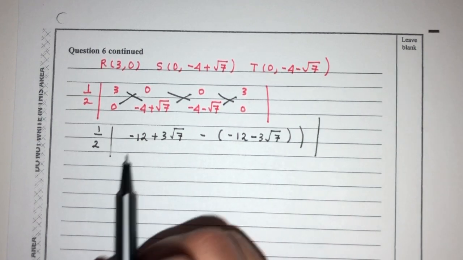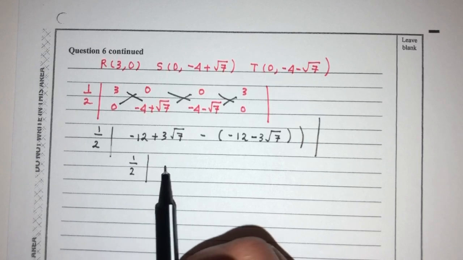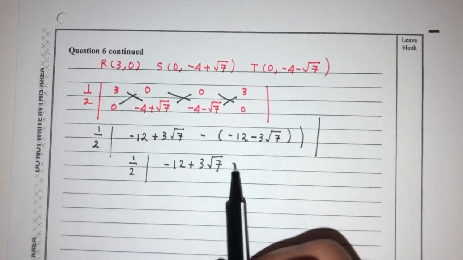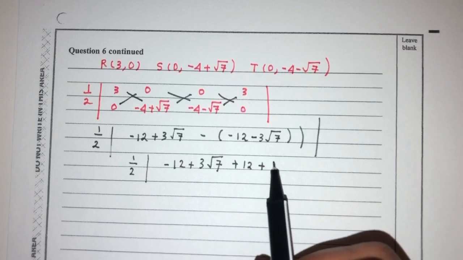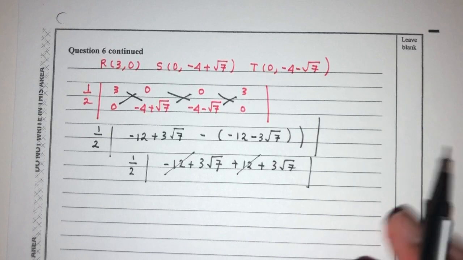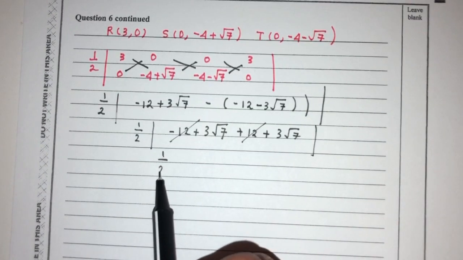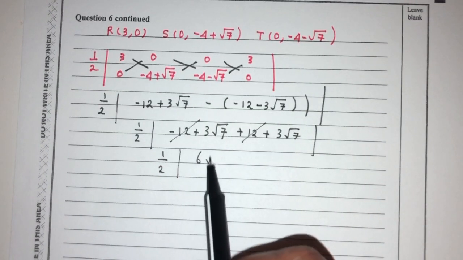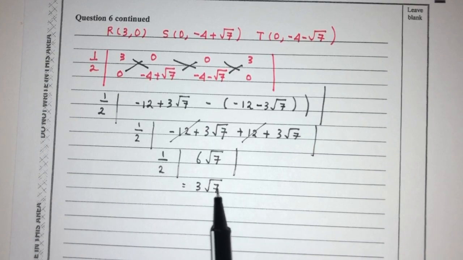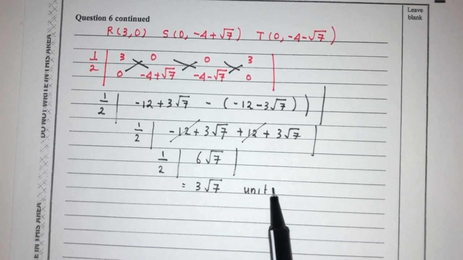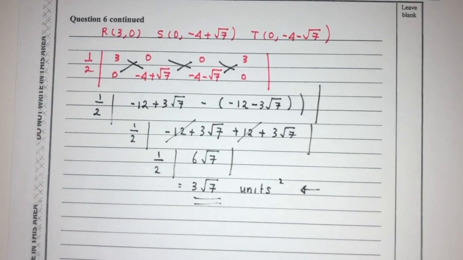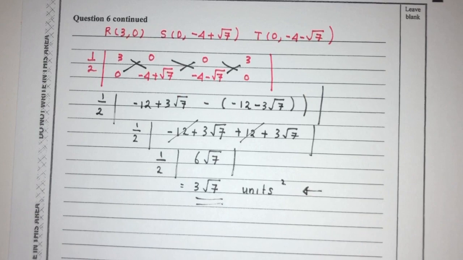Simplify, of course. That'll be half of minus 12 plus 3 root 7 plus 12 plus 3 root 7. That will go away, and you will have half the value of 6 root 7. And that will become 3 root 7 for the area, units square, of the triangle. Okay, and that will be your question number 6.